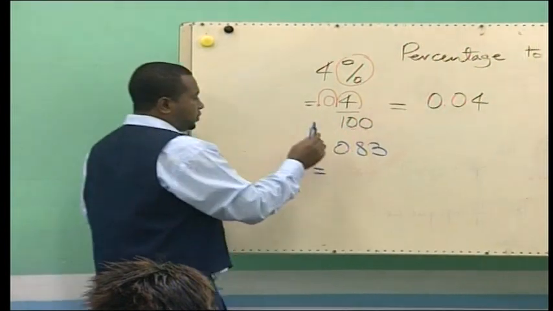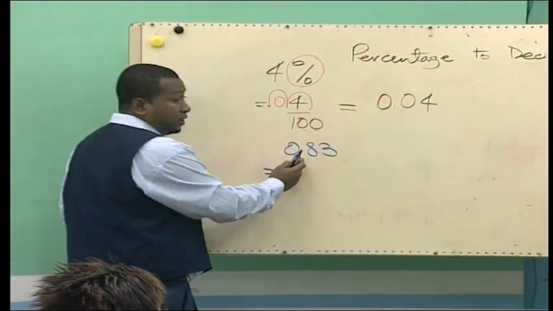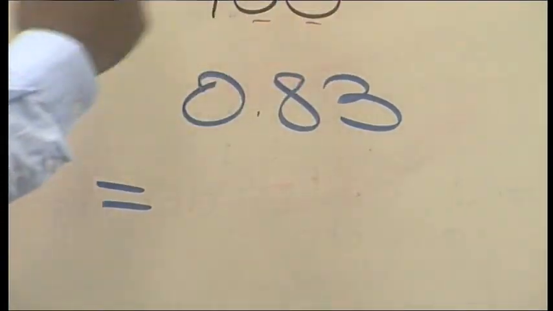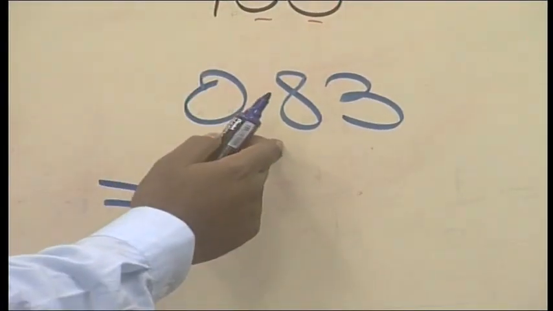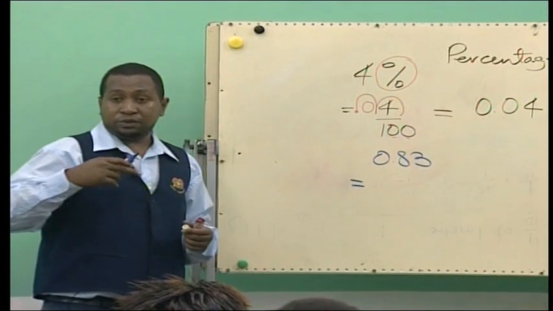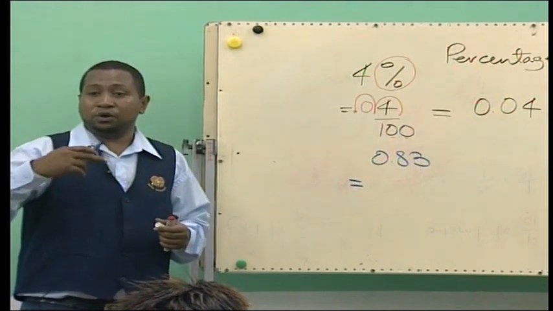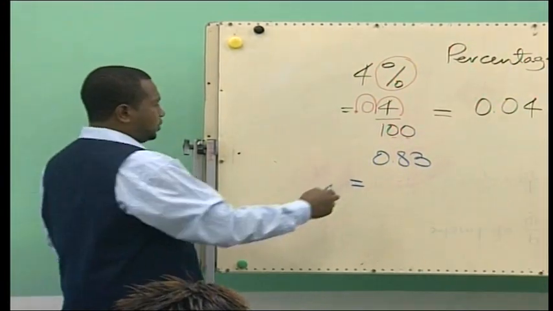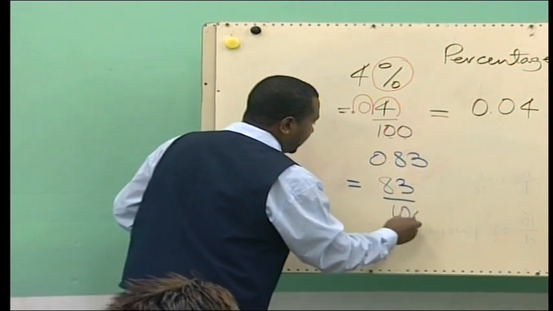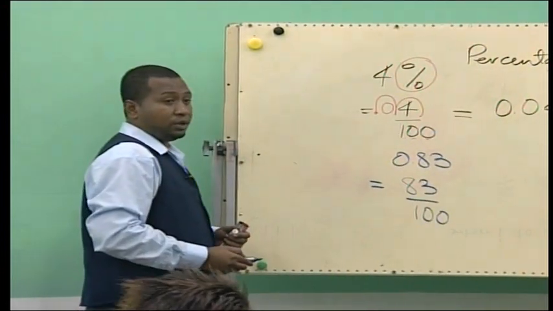Again, opposite way, we have a decimal here. So following the backward step, we're going to change this decimal to a fraction. Is that clear? So when we change it to a fraction, our denominator must be always 100. So it will be 83 over 100. Can you see it now?